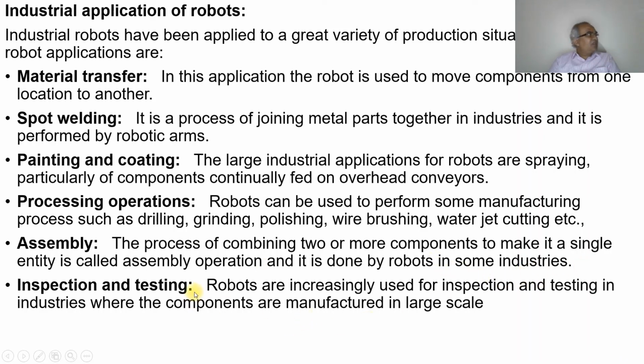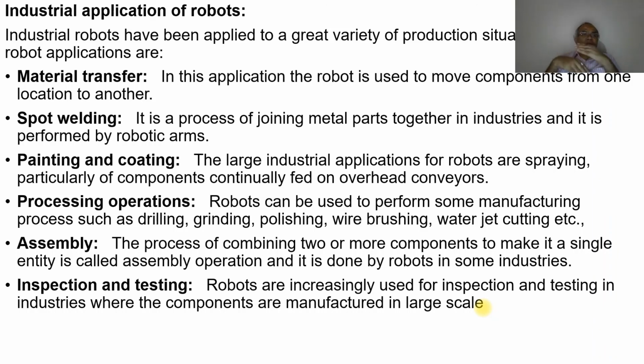Inspection and testing. Robots are increasingly used for inspection and testing in industries where components are manufactured on a large scale. When large scale production or manufacturing has taken place, it is very difficult to have human inspection. That is the reason why they go for inspection and testing by using robots. So these are the main applications.